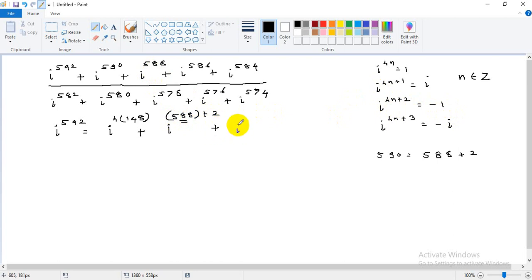Then plus i raised to 588. 588 is divisible by 4 because 88 is divisible by 4. Then plus i raised to 586, which you can write as 584 plus 2, and 584 is divisible by 4 again. And finally i raised to 584, which is divisible by 4. See, i raised to 592 is itself i raised to 4 into 148.